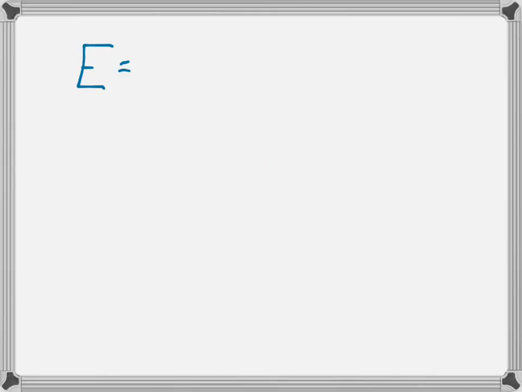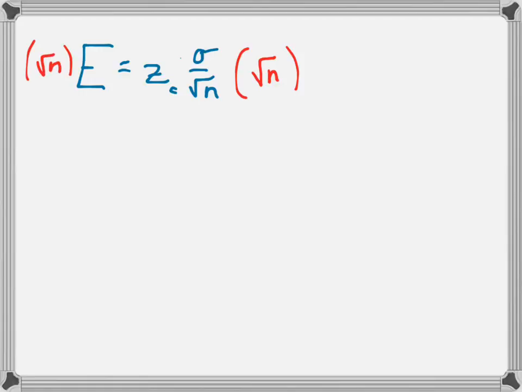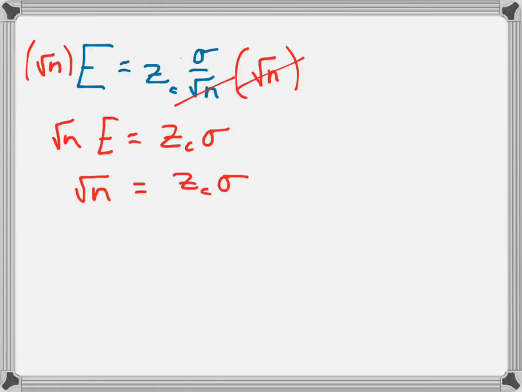So my margin of error, we said, was this. So I want to solve for root n. So step number one, if I just multiply both sides by root n, it's going to cancel out the left side. So I'll have root n times E, our desired margin of error, equals z star over sigma. Now let's divide both sides by E. That'll get rid of it on the left side.